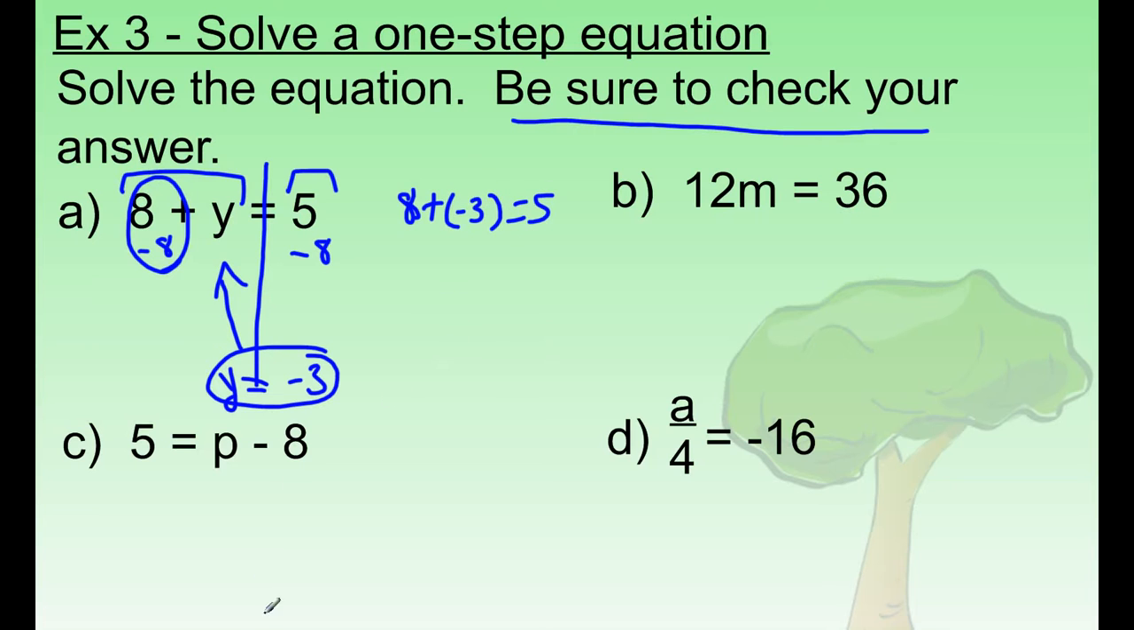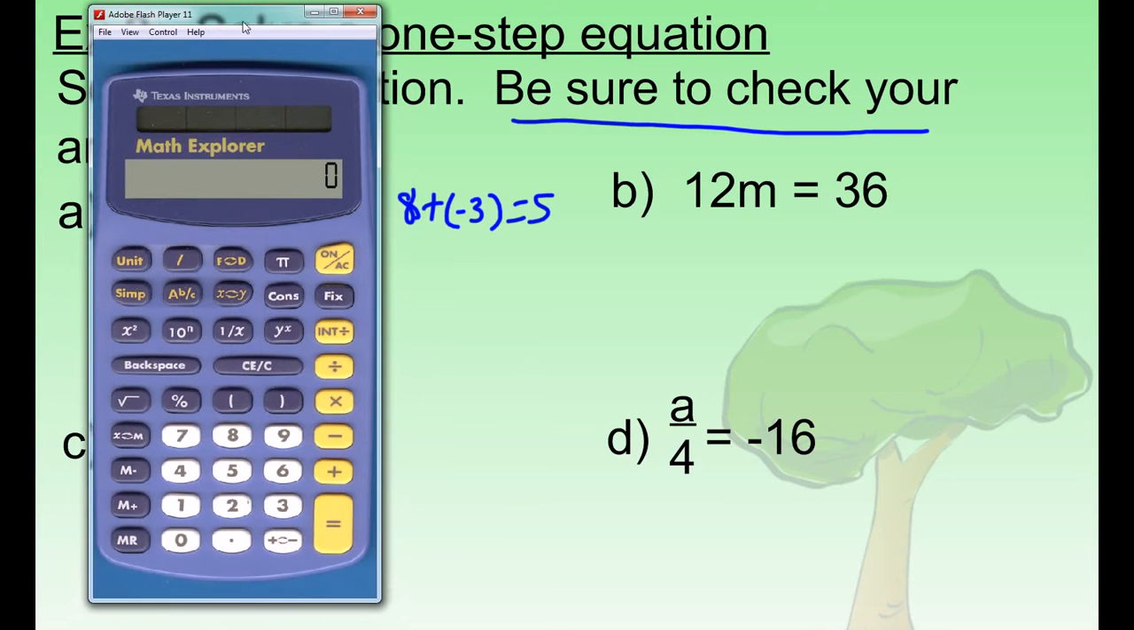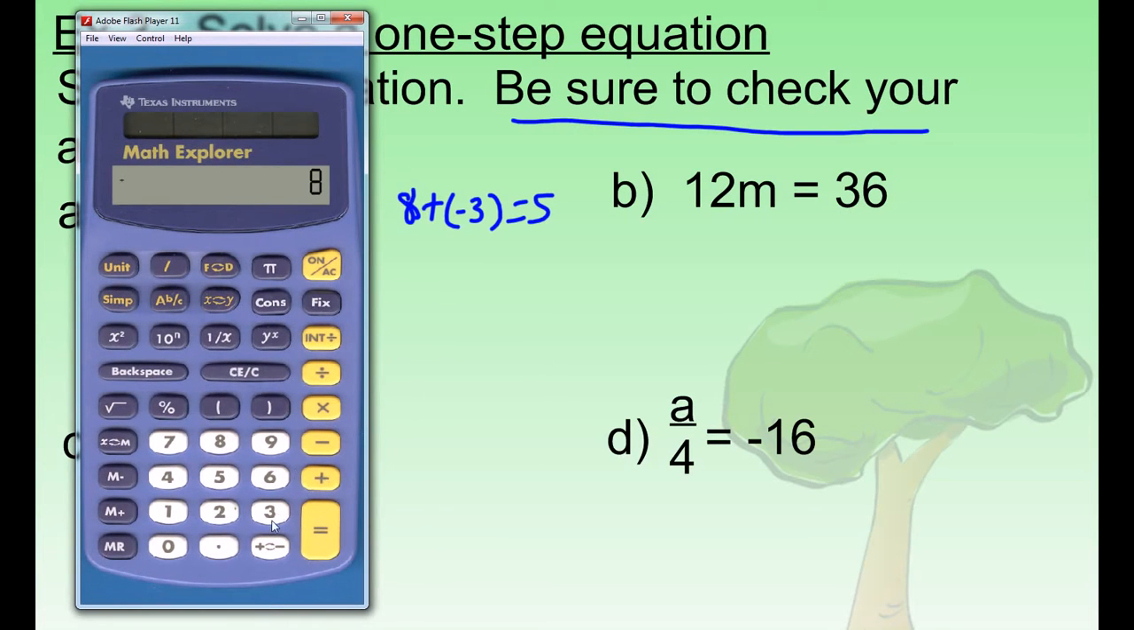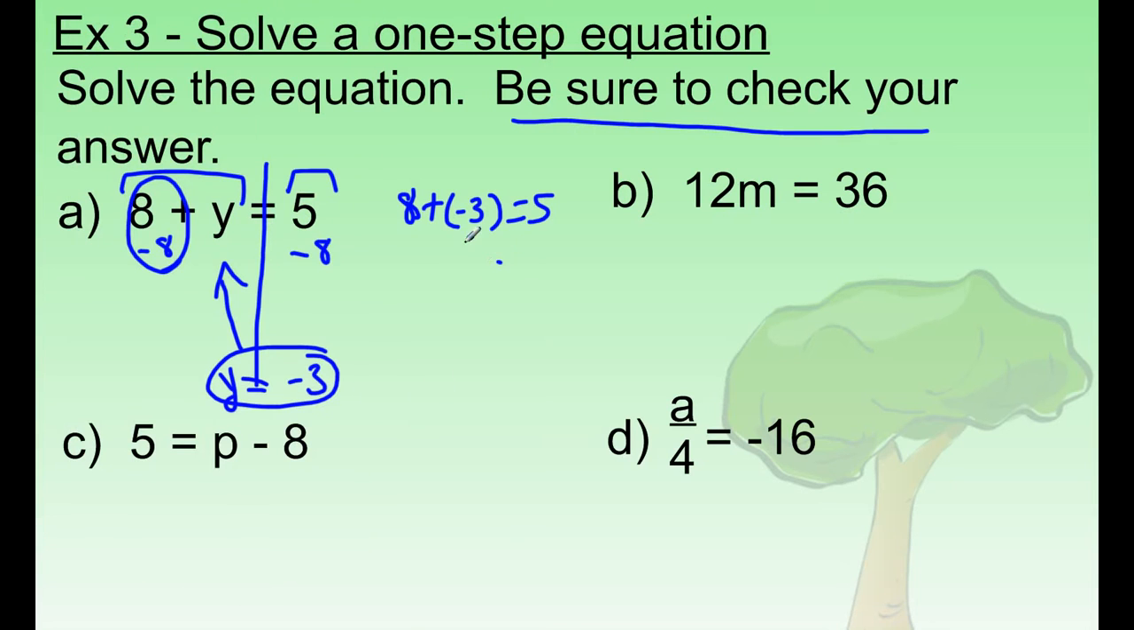And you can check it with a calculator if you want to. I have a calculator here. So 8 plus 3 negative equals 5. So this does work out. This is true. That means that this negative 3 is the solution to this equation.